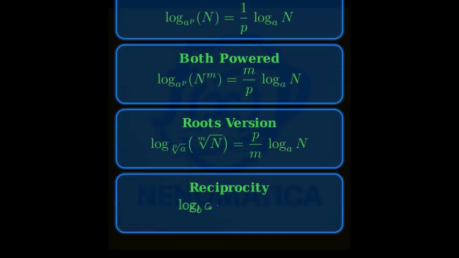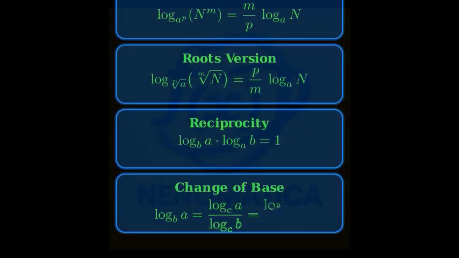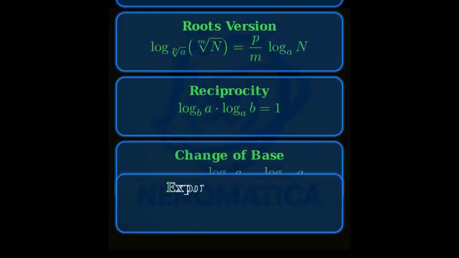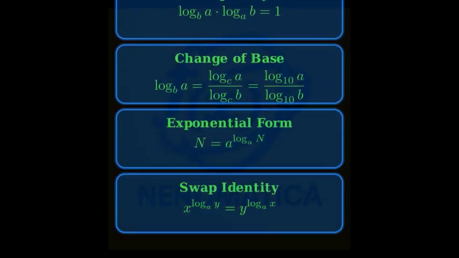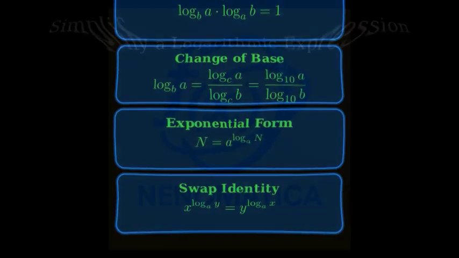Change of base and reciprocity are the power tools for switching bases. The product of log base b of a and log base a of b equals 1. And log base b of a equals log base c of a over log base c of b. Two lovely exponential identities. First, n equals a raised to log base a of n. Second, x to the log base y of y equals y to the log base x of x.